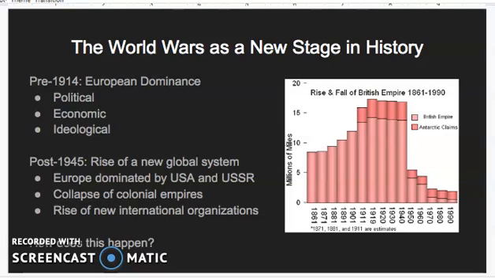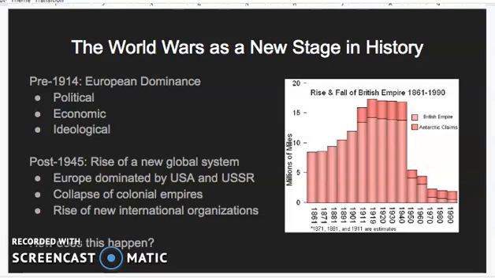All of this is going to fall apart over the next 30 years. As a result of the world wars and the Great Depression, Europe is going to essentially self-destruct, and we are going to see by 1945 the rise of a completely new global system in which Europe plays a minor part. Europe itself is going to be politically dominated by the United States and the USSR, who are going to set up spheres of influence in West and East Europe, respectively.